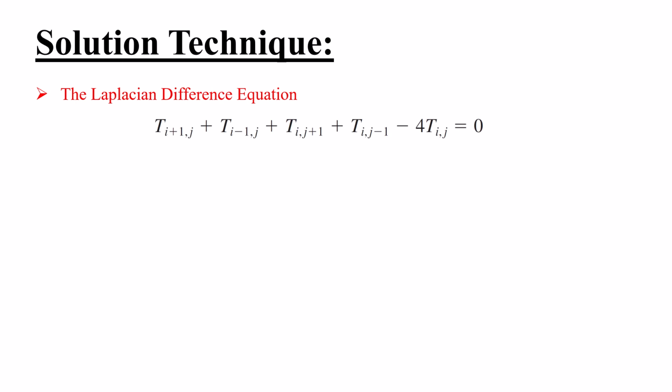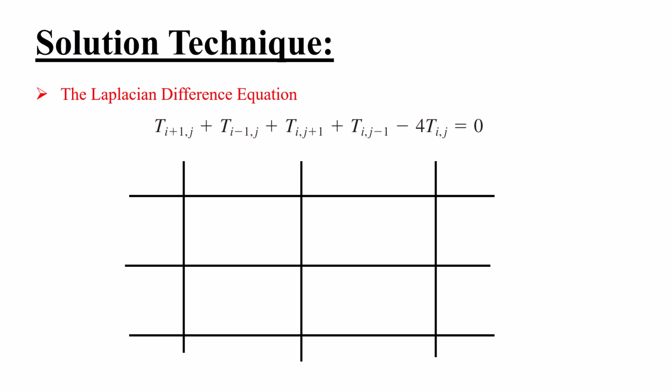Now this involves discretizing the region into a grid and applying the approximation at each point, because we need different points. So it's better to divide the area into a grid, and from there you can pick the points and solve this difference equation. For example, this is a grid, so these are a few points.